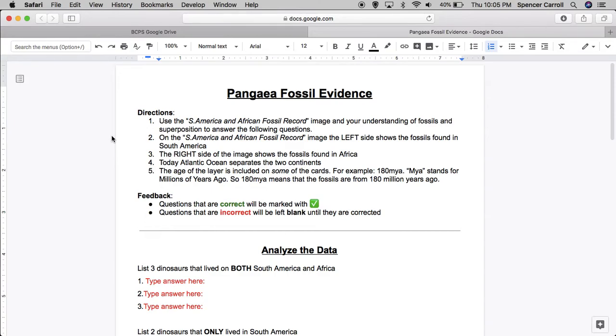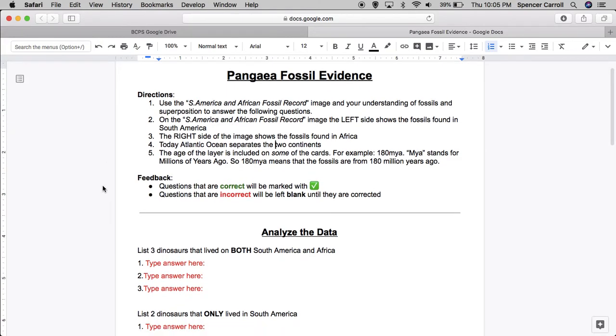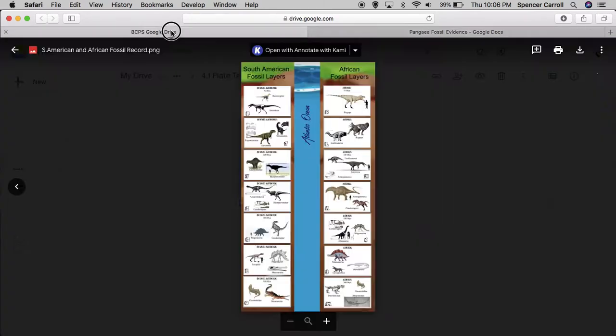In fact, step 4 says, today the Atlantic Ocean separates the two continents. Lastly, number 5, the age of the layer is included on some of the cards. For example, 180 MYA, which stands for millions of years ago. So a fossil that says 180 MYA means that those fossils are from 180 million years ago. Let's see if we can find an example.